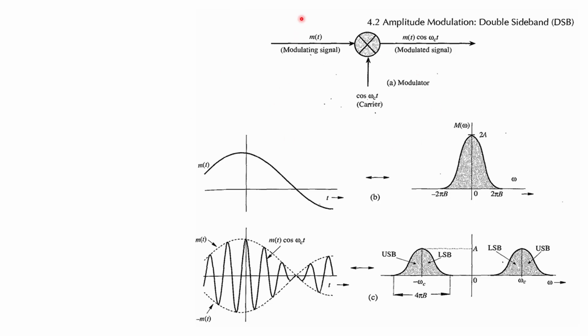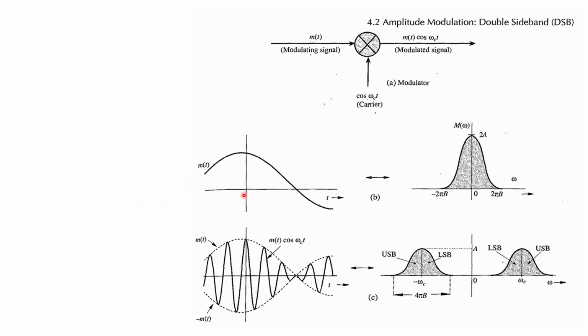Simply here you can see this is your m of t, and here is your carrier wave, that is cos of omega ct. So this is your modulated signal. In order to get the linear modulation, simply multiply both of them. So this is your multiplier, and you will get the modulated signal, right?